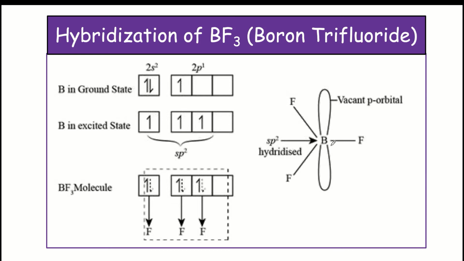Now the boron atom can overlap with the half-filled orbitals of the other atom. So if we take fluorine, fluorine lacks one electron for the stable octet configuration. Fluorine has atomic number 9, so writing the configuration, we get 1s2, 2s2, 2p5. So the p orbital of fluorine overlaps with the three half-filled orbitals of the boron, giving the formation of the BF3 molecule in a trigonal planar arrangement.